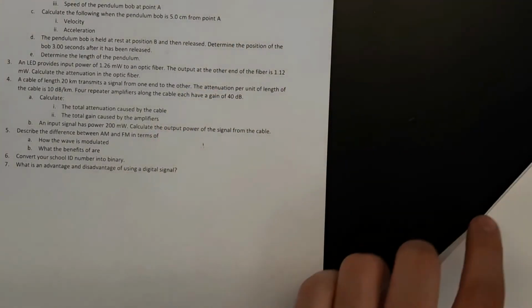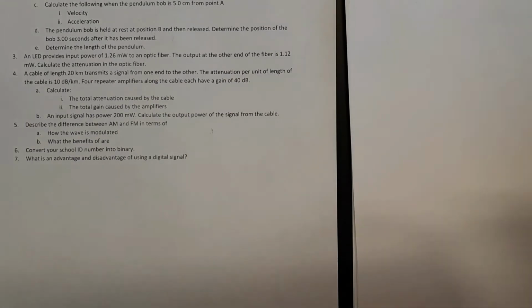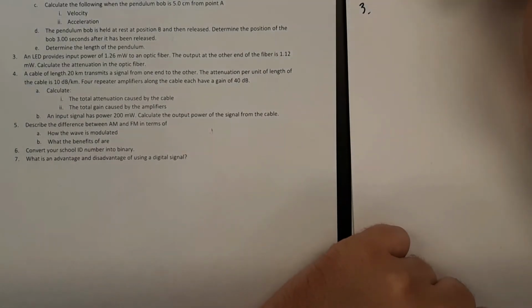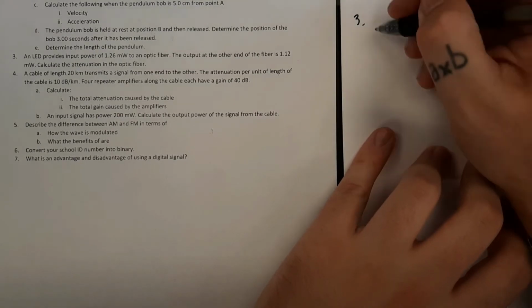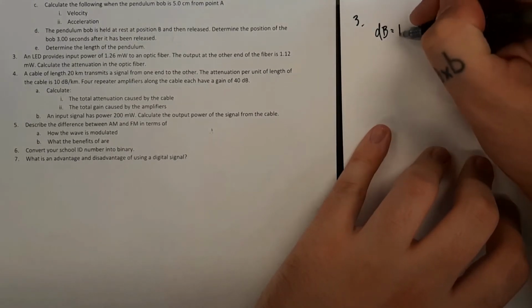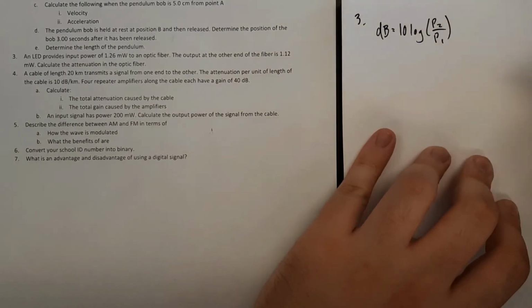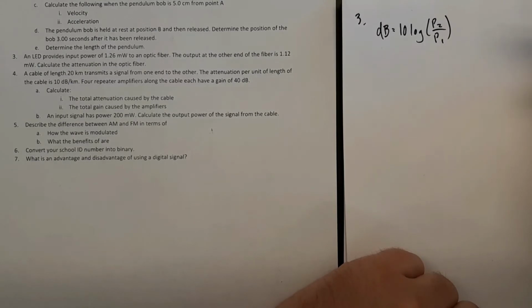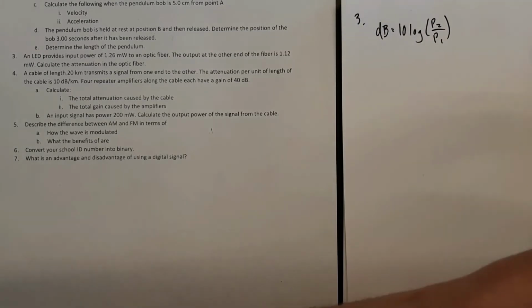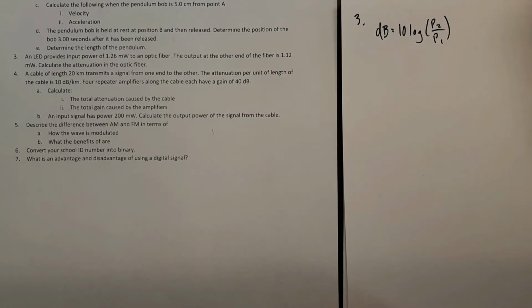Next one, number 3. An LED provides input power of 1.26 milliwatts to an optic fiber. The output at the other end of the fiber is 1.12 milliwatts. Calculate the attenuation in the optic fiber. When we're looking at attenuation, that means decibels equals 10 log P2 over P1. Worth noting, attenuation is always going to end up being a negative number. Oftentimes it's expressed as a positive number because it's implied by what attenuation is, a loss in power.